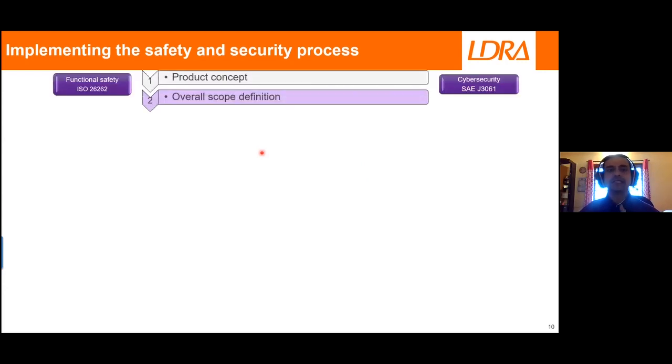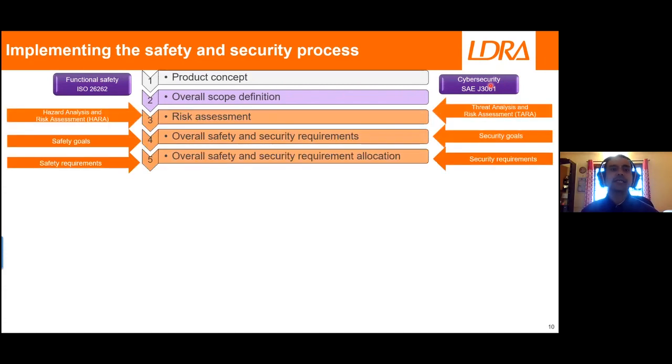So here it basically starts with the product concept itself, when we look at the understanding of the product and the designing of the product in the concept phase. There, functional safety 26262 talks about it from the safety point of view, whereas SAE J3061 talks about the product concept based on the security aspects of it. But when we go to the next risk-based approach, both process standards talk more or less about the same thing.